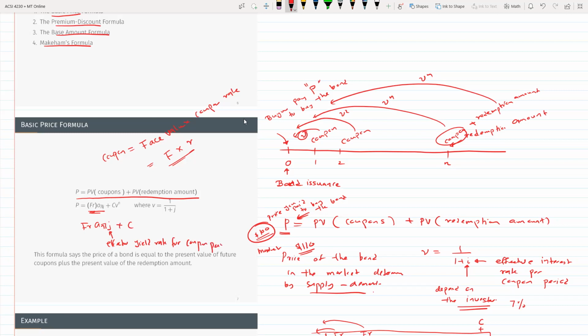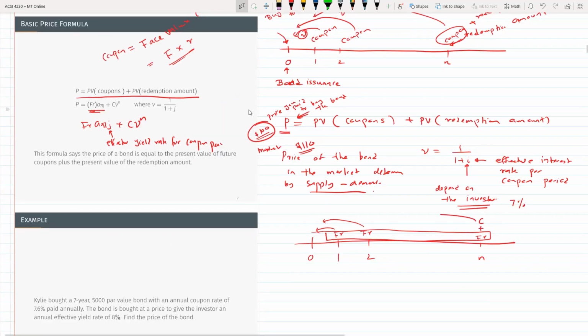Then plus you have CV^N, because you discount the redemption amount. And v is also 1 over 1 plus j, so j is again the effective yield rate for the coupon period. This one is called the basic price formula. It is very intuitive and easy to understand, and we are using the annuity we learned in previous chapters.